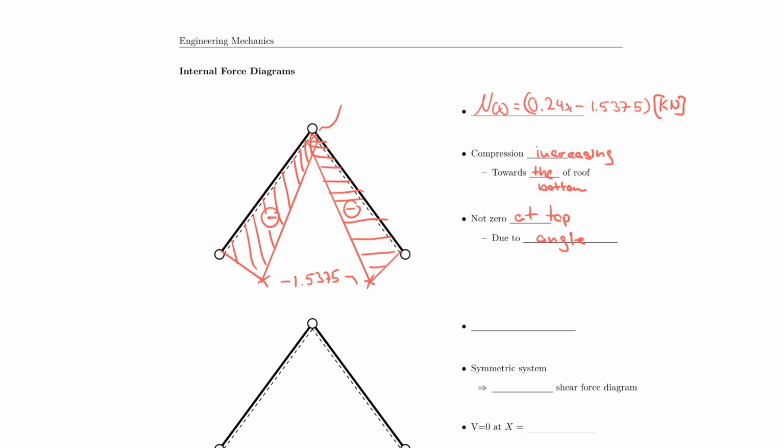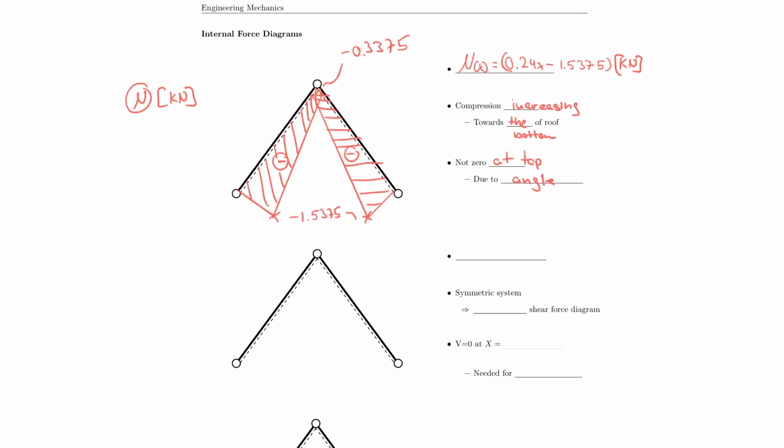And on the top, I can just plug in x equals 5, and if I do that, then I will end up with negative 0.3375. Not to forget my unit here in kilonewton, and that is the normal force. I don't think I have to explain much here because it's literally the same thing as we had for the self-weight, except with different values because our equations are a little bit different.